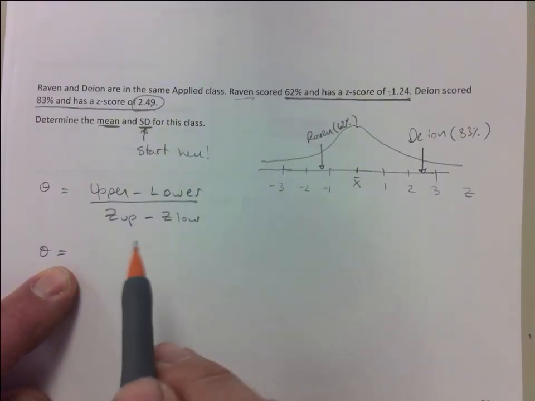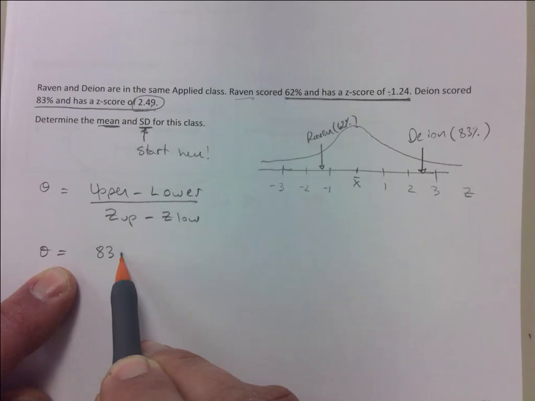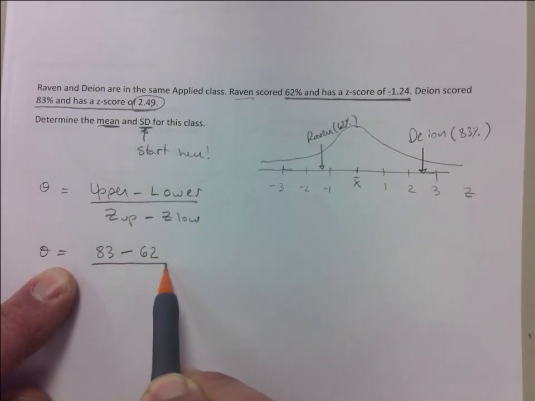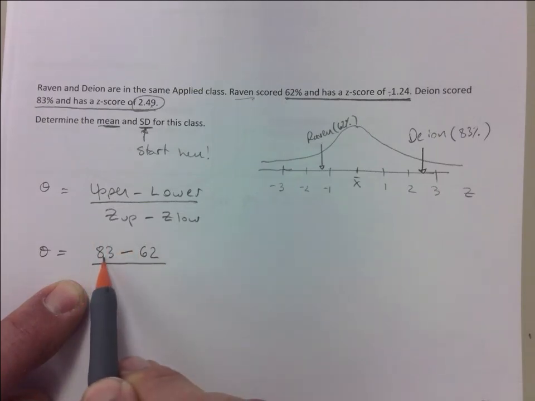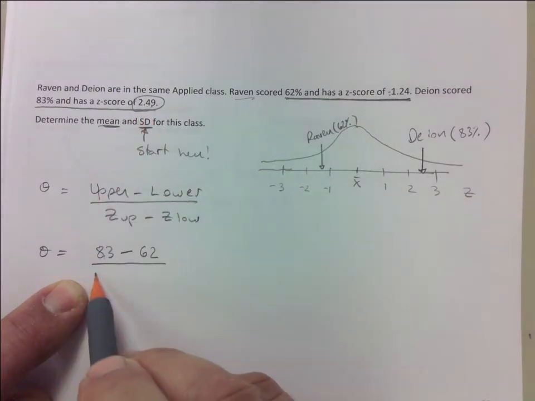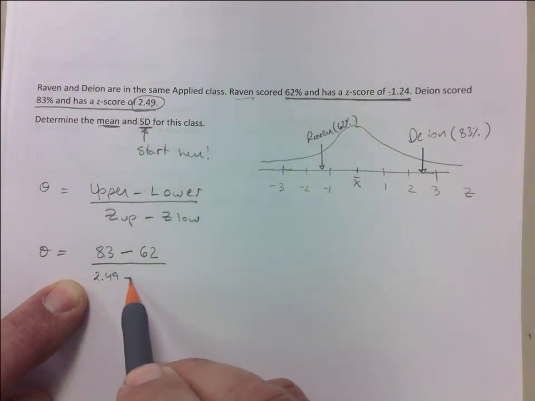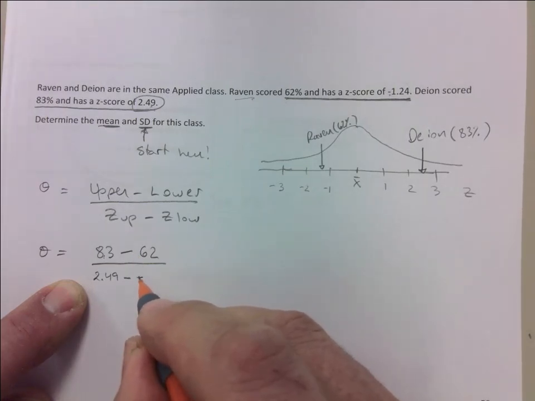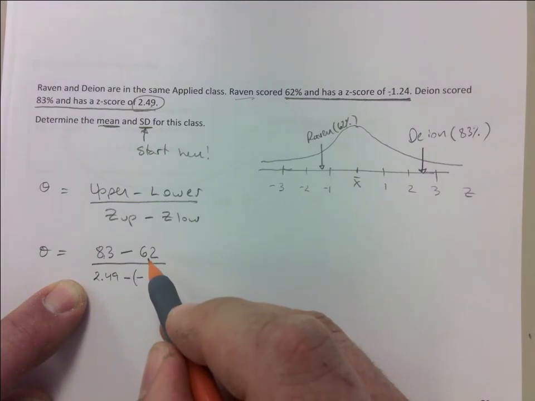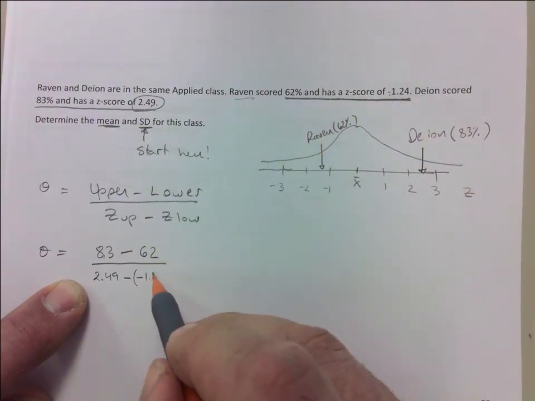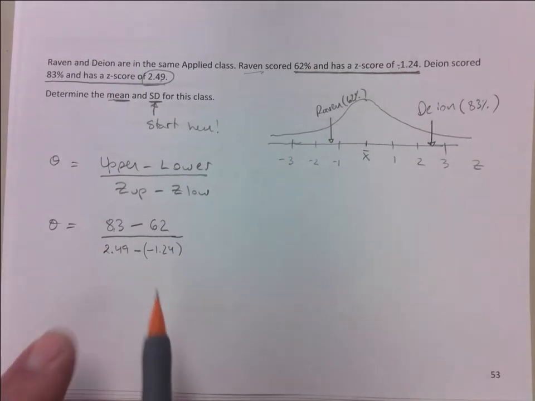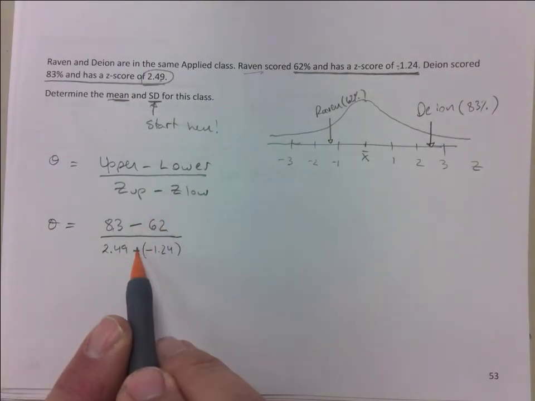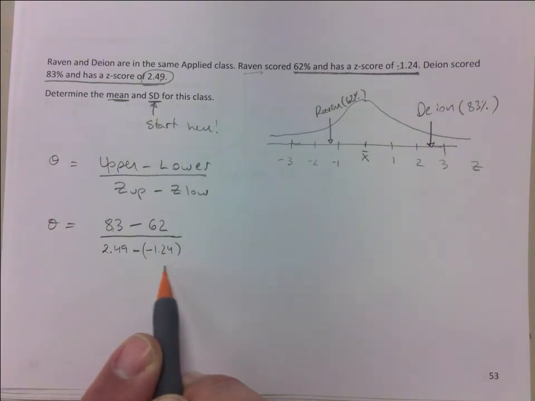So what I mean by that is we're going to take 83%, and subtract 62 from it. What's the z-score of the upper value? Look, 2.49, yes. Minus negative, the z-score of the 62% is negative 1.24, sorry. You have to make sure you double negative, right? Because it's minus from the formula and the z-score happens to be negative, right?